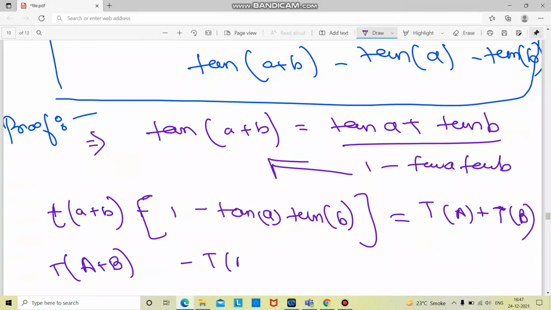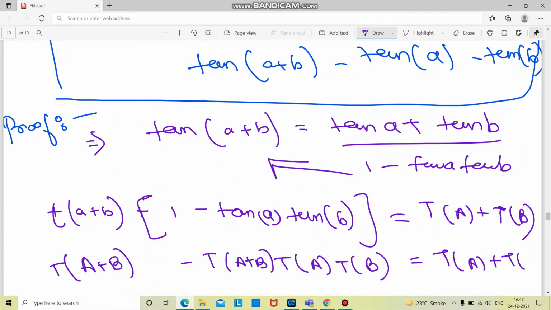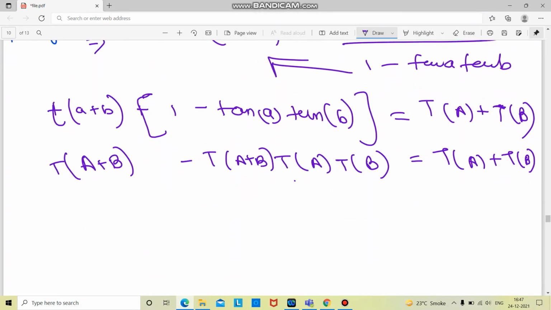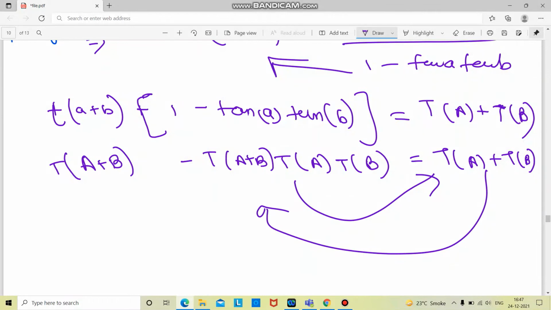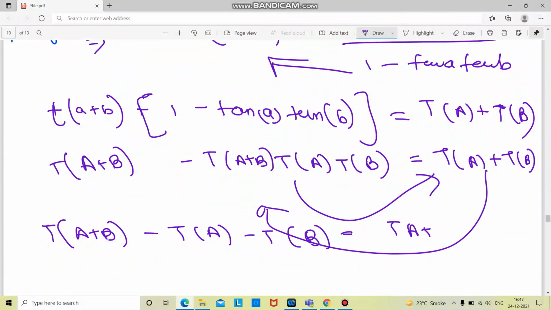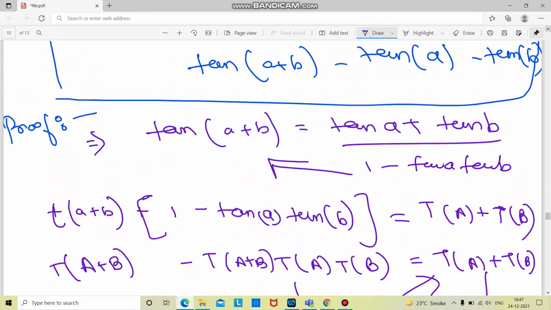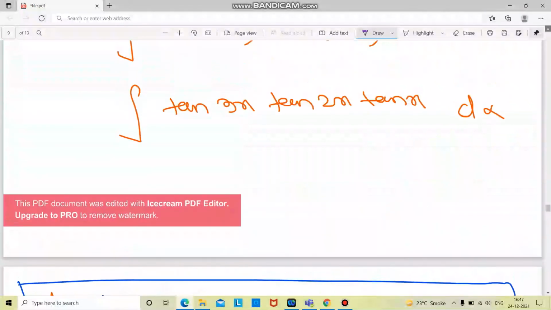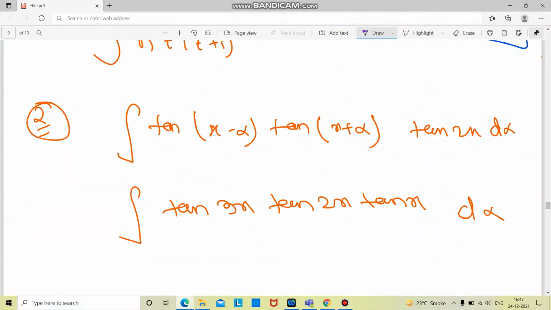Now we will multiply. We will get tan a plus b minus tan a plus b into tan a into tan b is equal to tan a plus tan b. Now we will take this term this side and this term this side, and we will get the answer as tan a plus b minus tan of a minus tan of b is tan a plus b into tan a into tan b. So this you have to use in both questions, and many more questions can be framed like that.